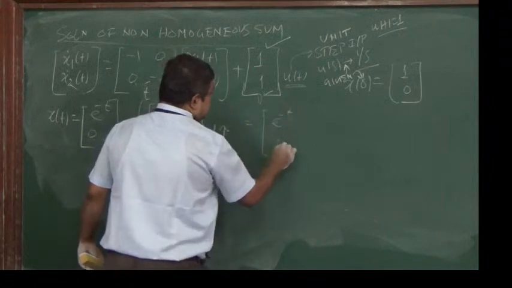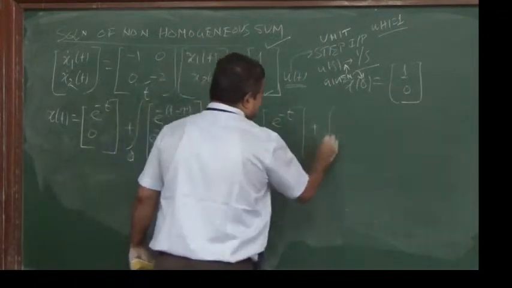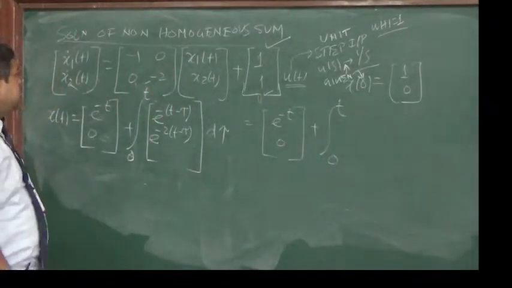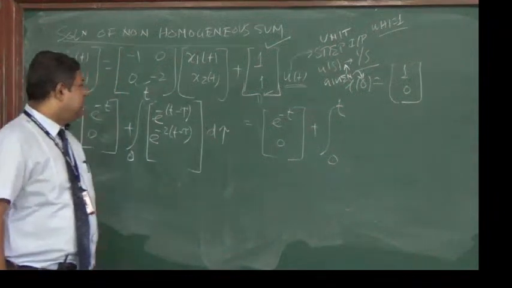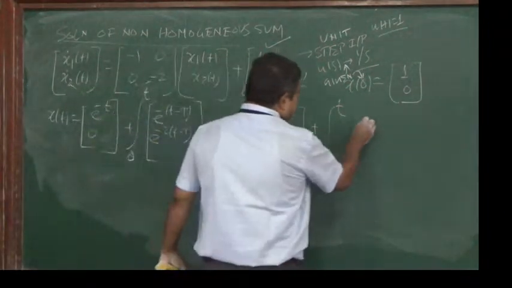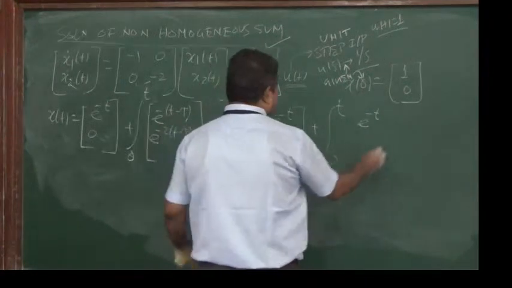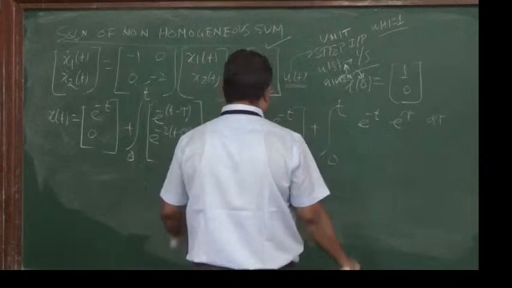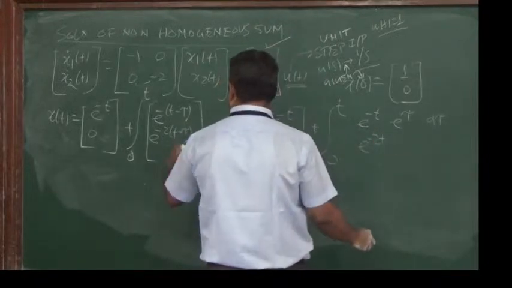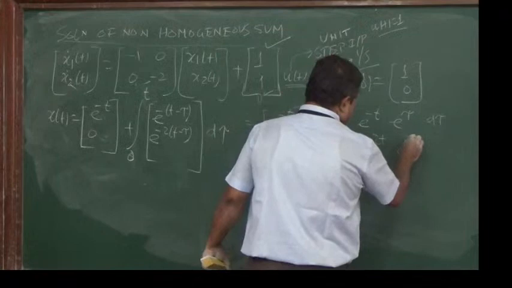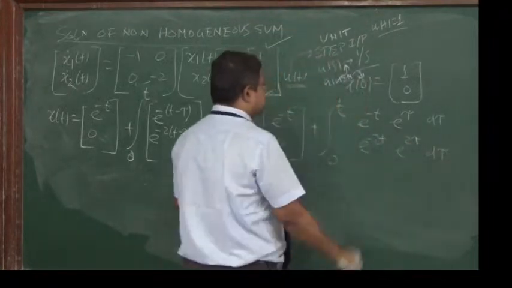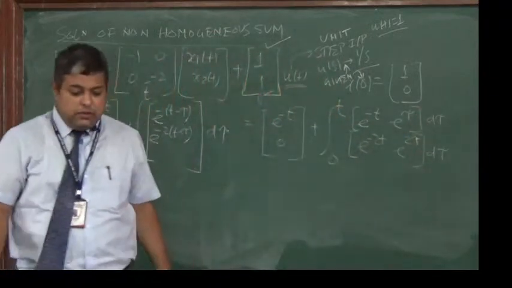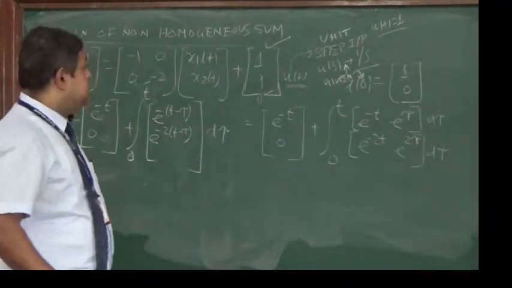This is e raised to minus t and 0 plus integration of 0 to t. So the limit is given as 0 to t. So that means t is not the variable here, tau is the variable. How do we do this? So this is e raised to minus t into e raised to tau d tau, and here it is e raised to minus 2t into e raised to 2 tau d tau. So these are the two integrations that we are supposed to solve. So instead of one, we are supposed to solve these two integrations.